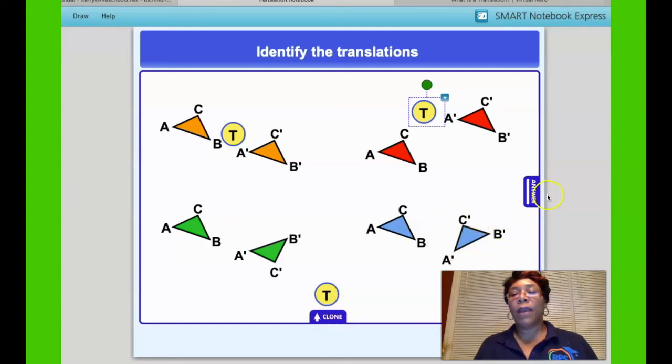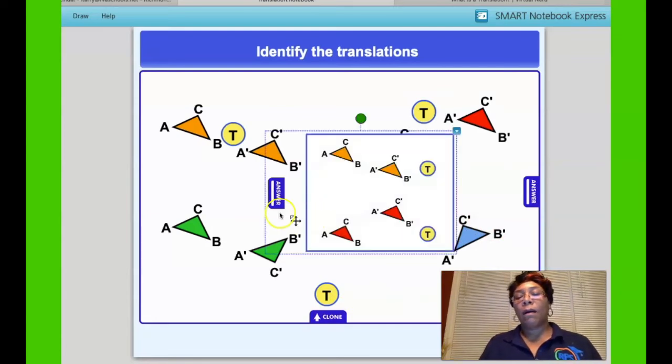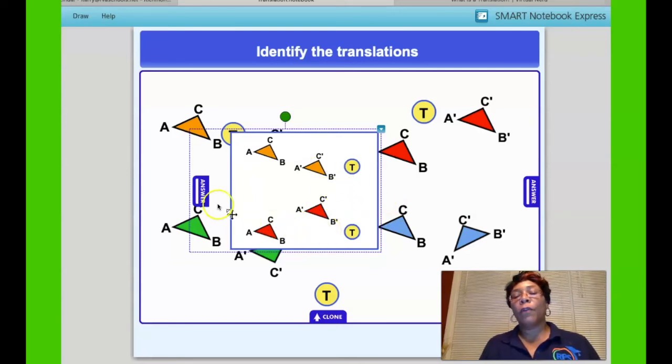So let's see what our answers are. Let's check and see if we're right. Awesome. So we can see here that our answer is the gold and the red. Both of those of which we said was correct.